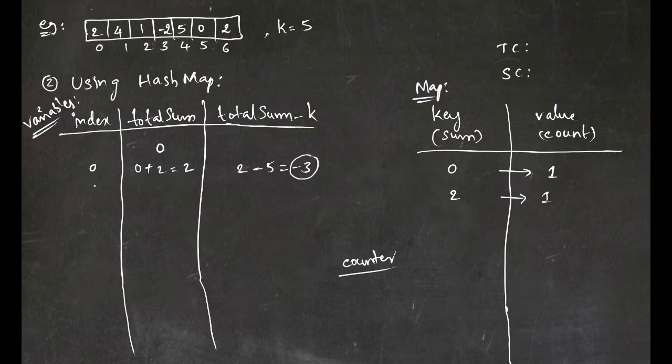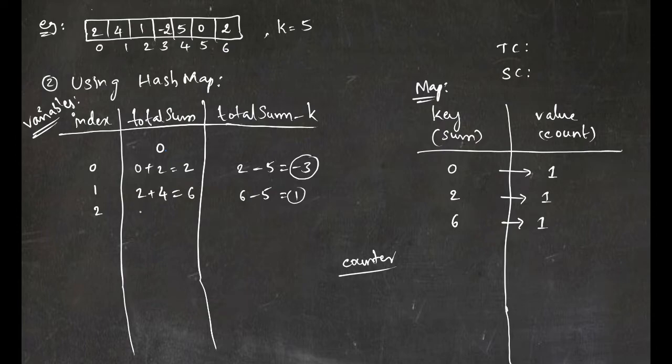So the next element is 4. The total sum till now is 2 plus 4, which is 6. So I have to keep this here, 6. I got it once. And total sum 6 minus 5 is 1. Whether 1 exists in my map, it doesn't exist, so just go on.